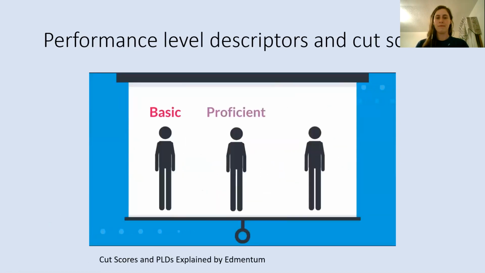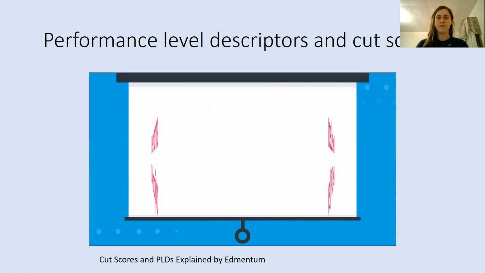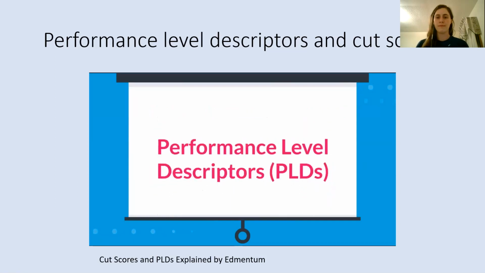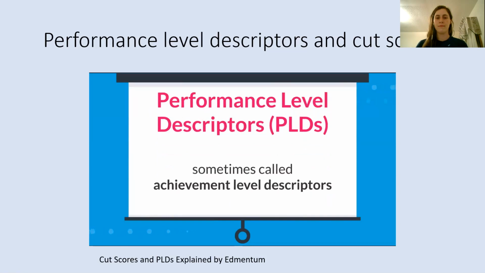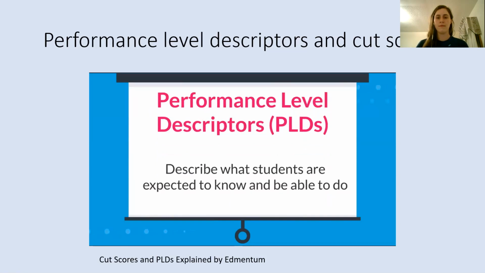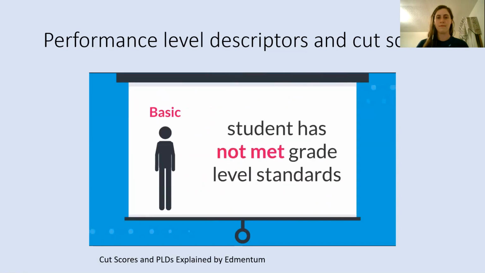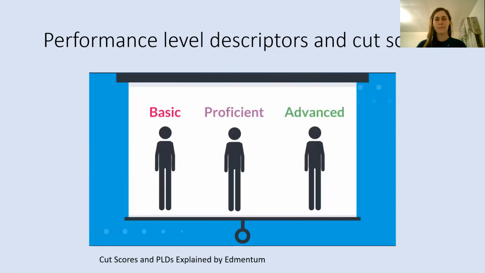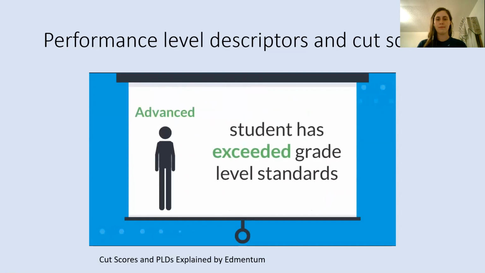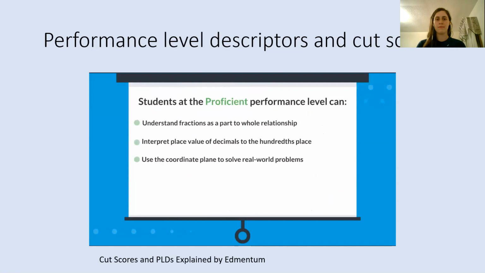Classifying students into performance levels begins with writing performance level descriptors, or PLDs. PLDs, sometimes called achievement level descriptors, describe what students in a particular performance level are expected to know and be able to do, and are often phrased in relation to grade level standards. For example, a PLD for the basic performance level might say that a student has not met grade level standards, whereas a PLD for advanced might say that a student has exceeded grade level standards. Sometimes, the PLDs provide details about the skills within standards that students should know.